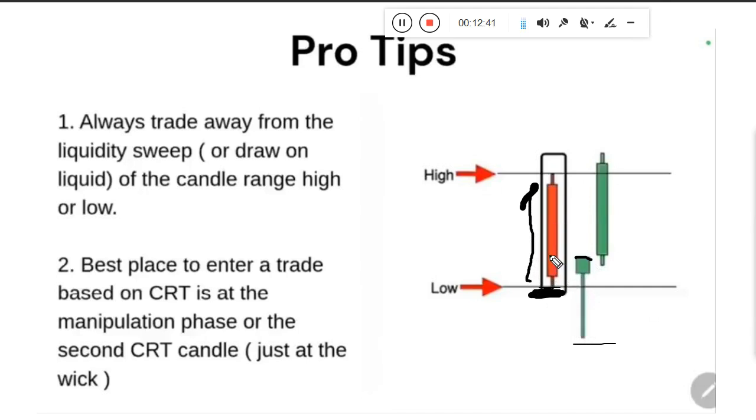So that's the first pro tip: always trade away from the liquidity soup. The second one is that the best place to enter a trade is based on what?